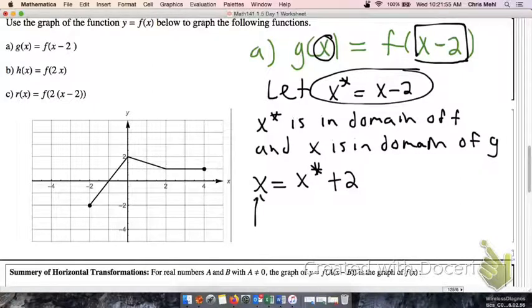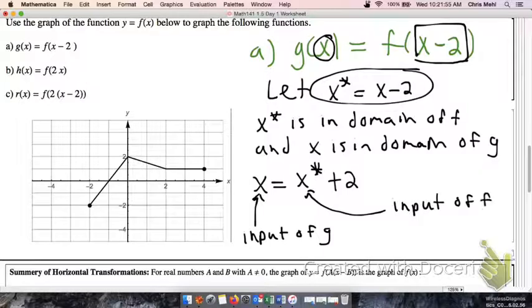So how do I get all the things in the domain of g? This is an input of g, a value in the domain of g. Remember, x star is an input of f. So if I want to find my domain of g, what I have to do is take all the inputs or values in the domain of f and add 2. So this is where things are kind of opposite. All the operations are opposite.